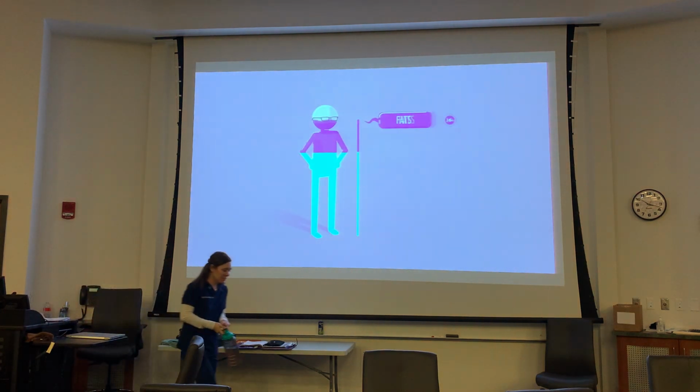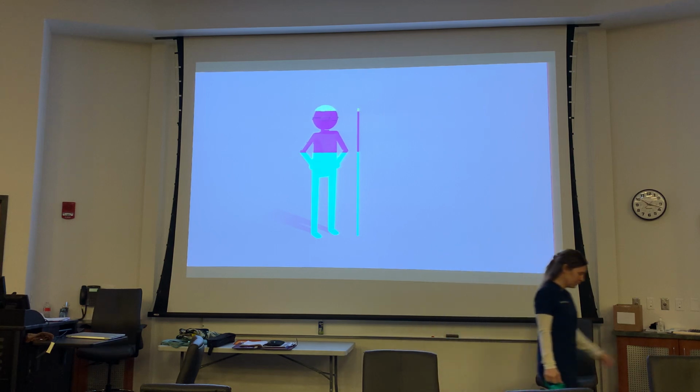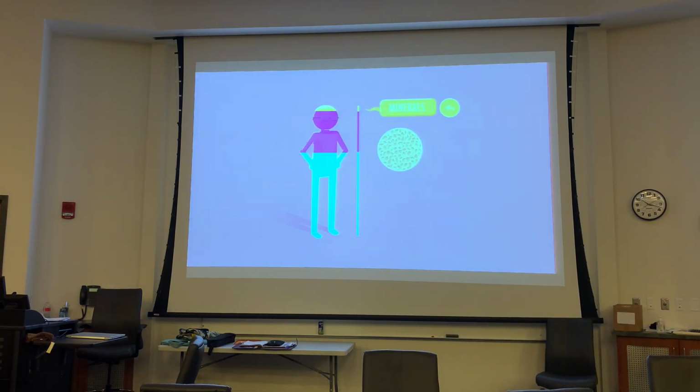And another 16% of me is fat, which I'm totally okay with. 4% of me is minerals, like the calcium and phosphorus in my bones, and the iron in my blood. And 1% is carbohydrates, most of which is either being consumed as I talk to you or is sitting around as glycogen waiting to be used.